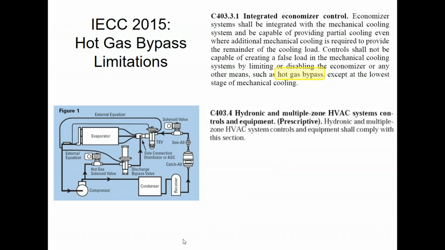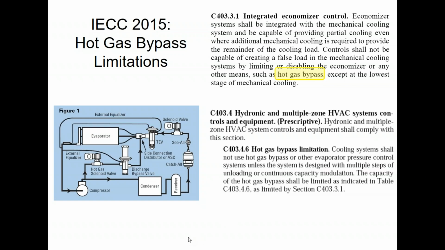Additionally, and unrelated to economizers, in that hydronic and multi-zone section, right? If you have a zone damper system again, you have another hot gas bypass limitation. For starters, you can't use it. As soon as you have zoning, you can't have hot gas bypass. That's what the language would say, right? Unless you're going to put in multiple stages of compression or unloaders, right?